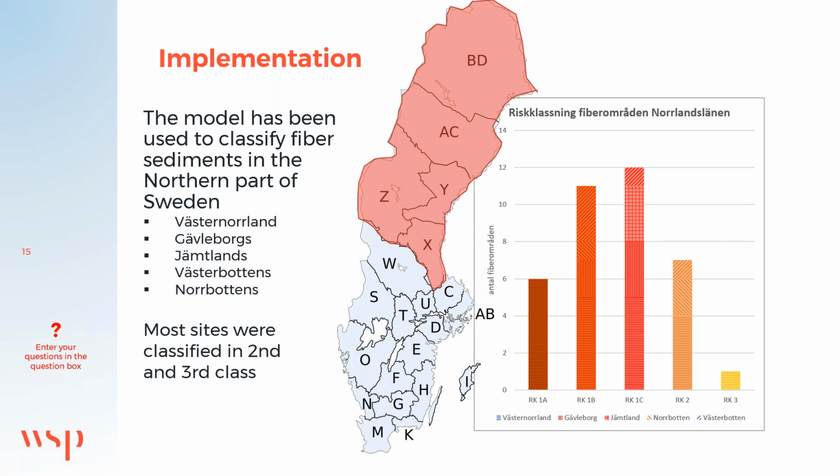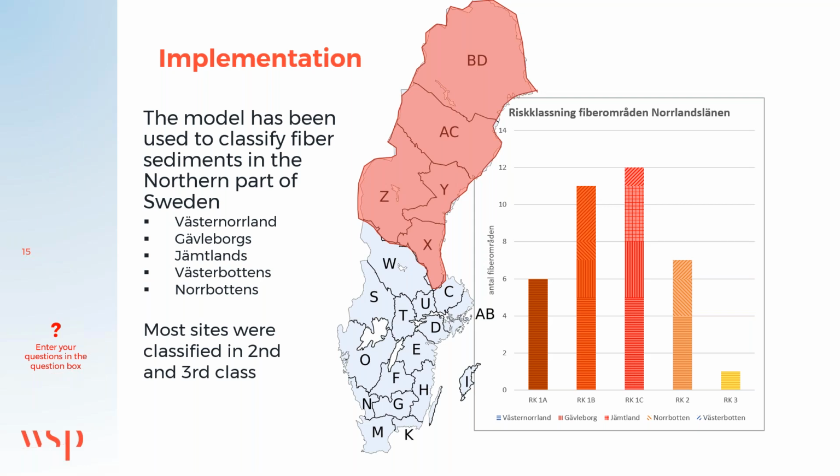Most sites were classified in the second or third class, as you can see on this graph, the 1B or 1C class. But the spread between the classes looks pretty good, and I think this simple tool has been a good help when deciding on how to prioritize between the sites.